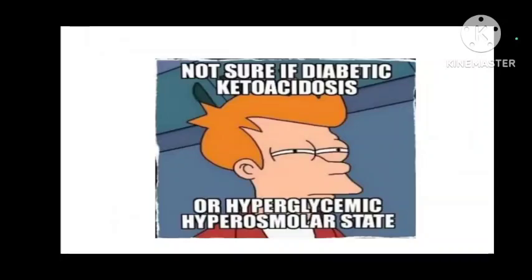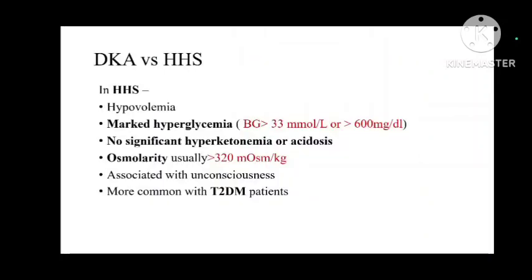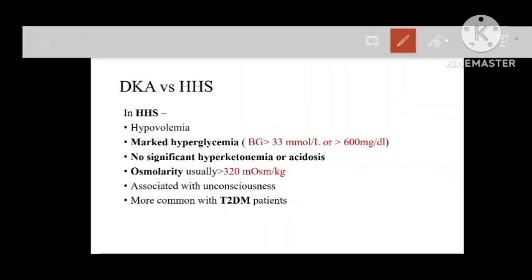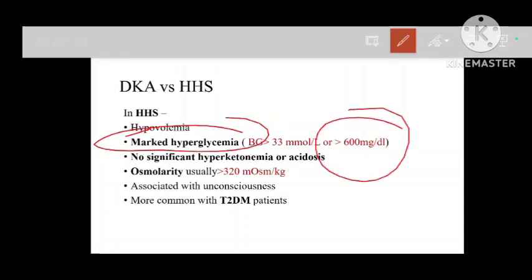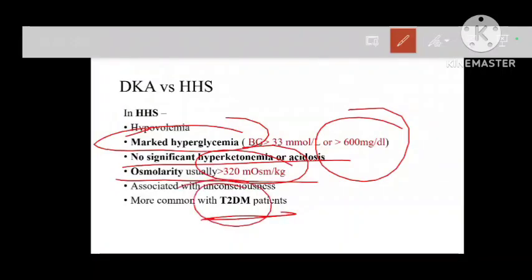Not sure if it is DKA or HHS? DKA versus HHS. In case of HHS, there will be hypovolemia and marked hyperglycemia. Blood glucose will be more than 600 mg per deciliter. There will be no significant hyperketonemia or acidosis, and the osmolarity will be more than 320 milliosmol per kg. It is more associated with type 2 DM.